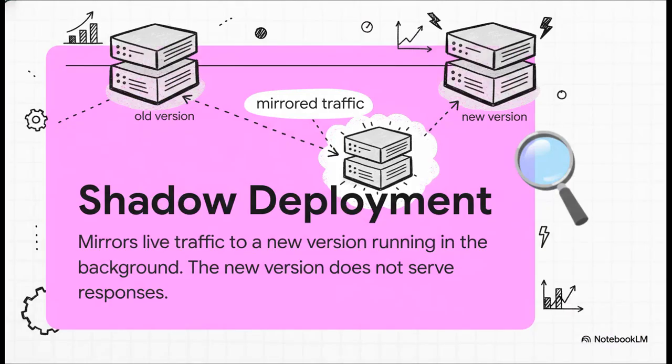First up, shadow deployment, and this one is seriously cool. You deploy the new version right alongside the old one, but here's the trick. It doesn't actually send any responses back to users. Instead, you mirror a copy of all the live traffic to it running in the background. This lets you see exactly how the new code performs under a real-world load with zero user impact. It's absolutely perfect for testing something performance critical, like a new recommendation engine.